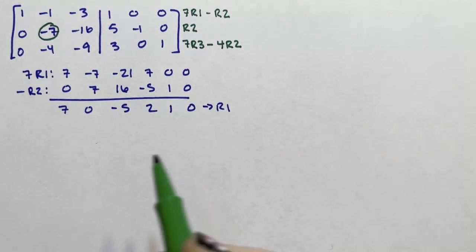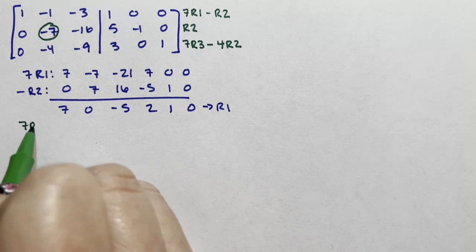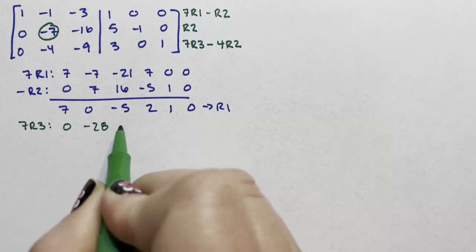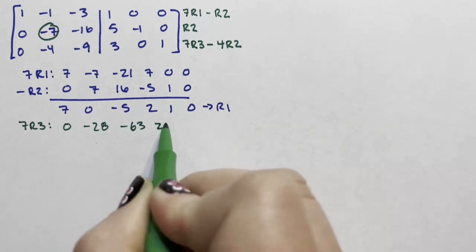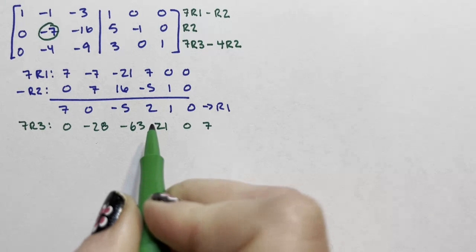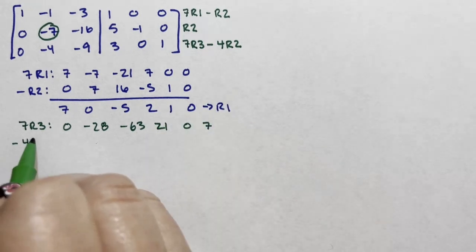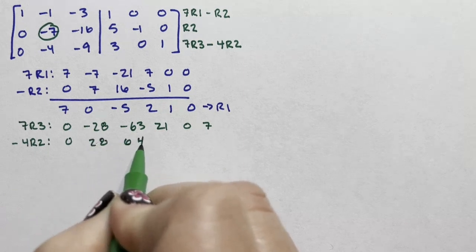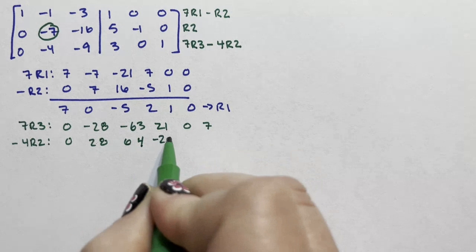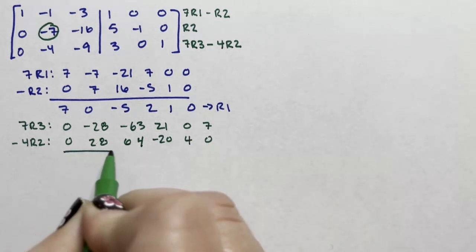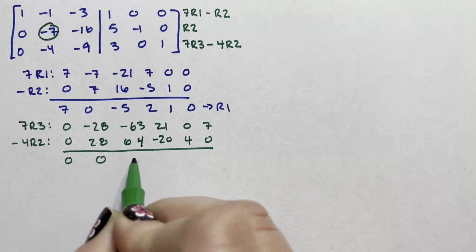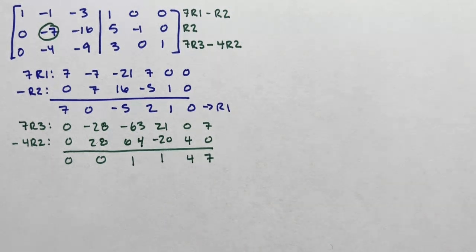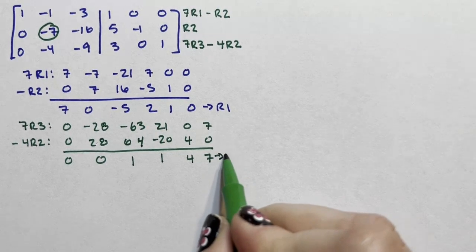Then 7 times row 3 is 0, -28, -63, 21, 0, 7, and -4 times row 2 is 0, 28, 64, -24, 0. That gives 0, 0, 1, 1, 4, 7. And this is all going into row 3.